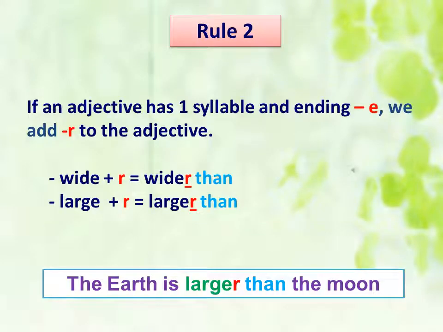Rule number 2، القاعدة الثانية، if an adjective has one syllable ending in e، يعني الادجكتيف كينتهي ب e، we add r to the adjective. Like wide، so كتنتهي ب e غنزيدو r. Wider than يعني أوسع من. Large, larger than أكبر من. Okay, so the earth is larger than the moon. The earth الأرض أكبر من القمر is larger than the moon. كنقارن هنا بين الأرض والقمر.